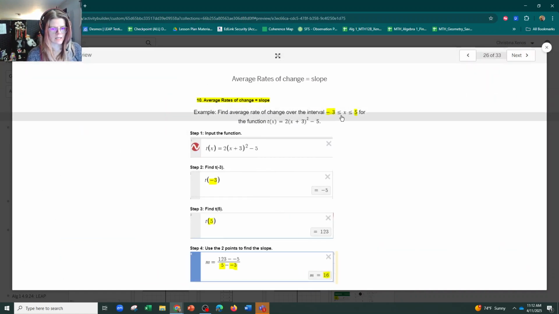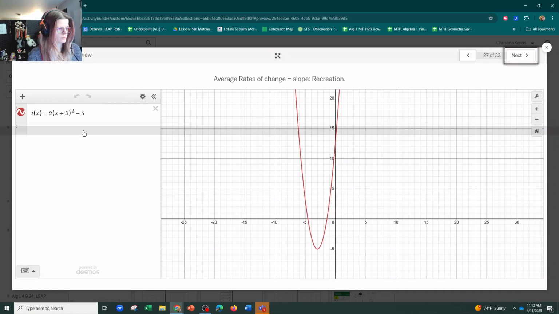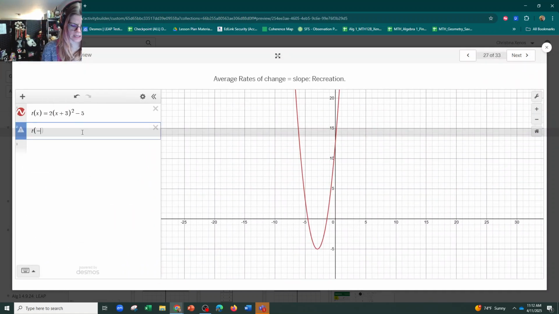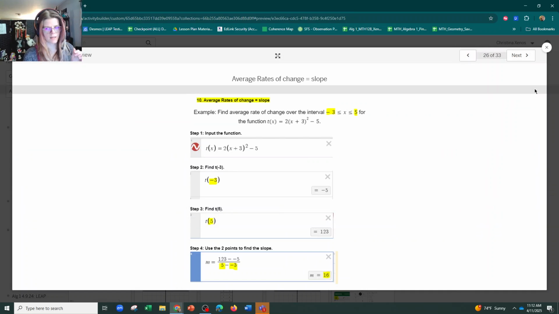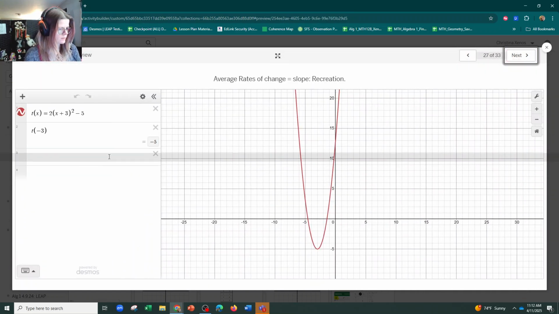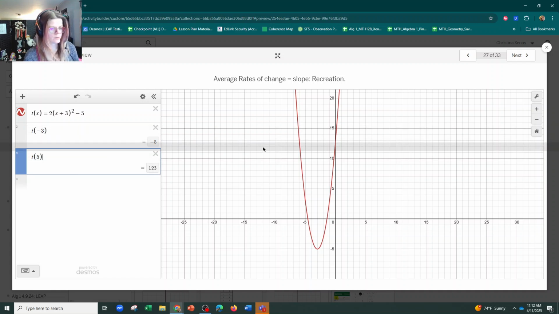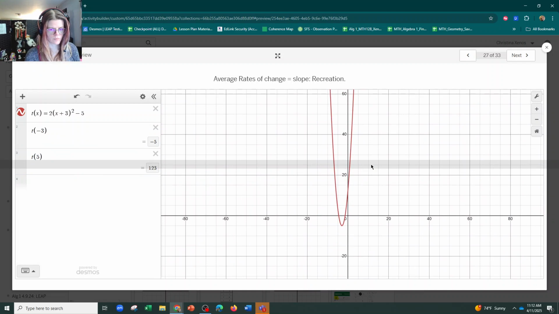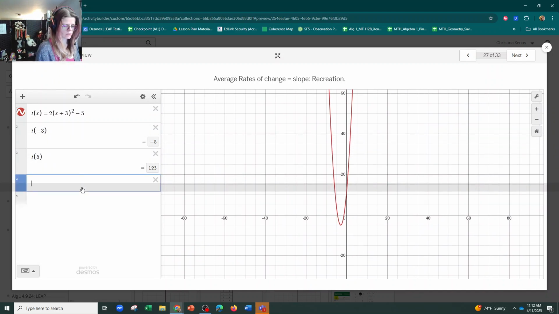And then we need t of -3. T of -3, it gives me 5. And then I have t of 5 for the next one, for the end of my interval. So we have our x value and we have our y value. So we're going to take these numbers and that's what's going to go in our slope formula.